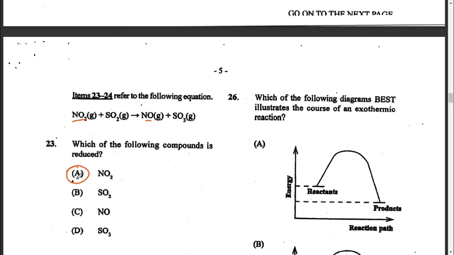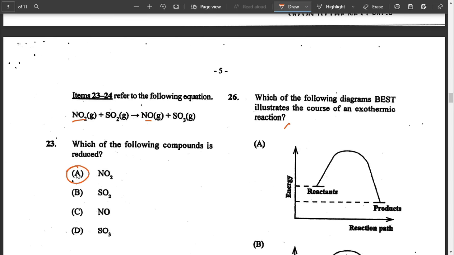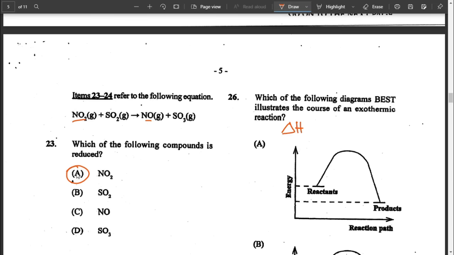26. Which of the following diagrams best illustrates the course of an exothermic reaction? Remember, for an exothermic reaction, the delta H value is negative. But let us see how the equation of delta H, which is the change in enthalpy, equals the sum of the energy of the products minus the sum of the energy of the reactants. And we get two values from this equation. We can get a positive value and we can also get a negative value.